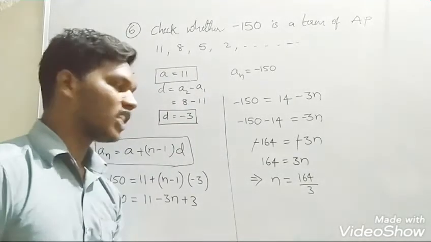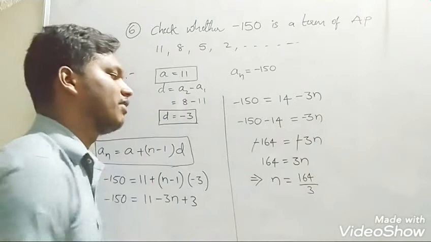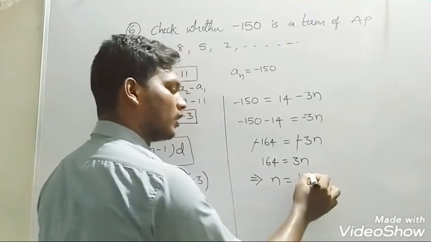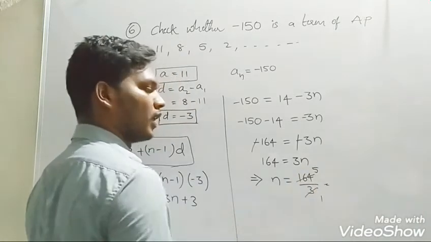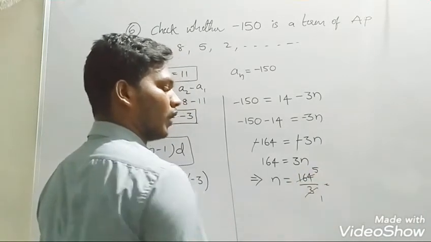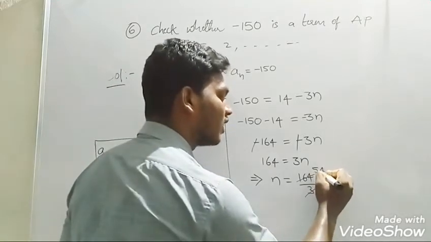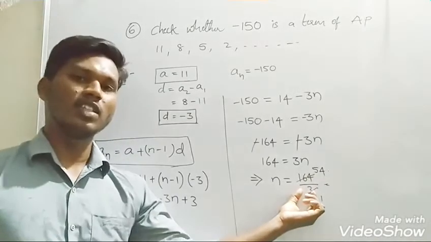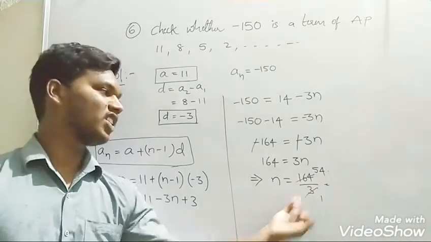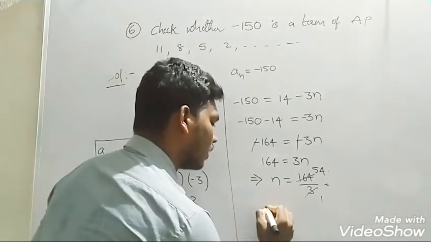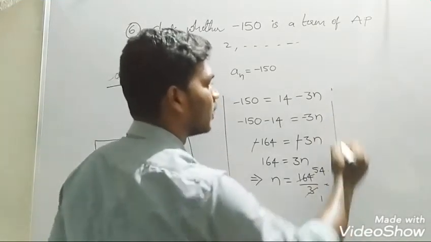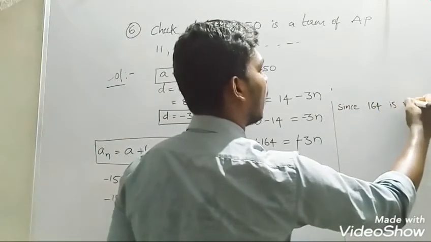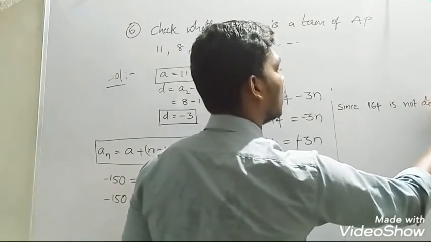Now check whether 164 is divisible by 3 or not. Here 3 ones are 3, 3 5s are 15, and we have 14. 3 4s are 12, point something. So 164 is not divisible by 3. Here I am writing the reason: since 164 is not divisible by 3.